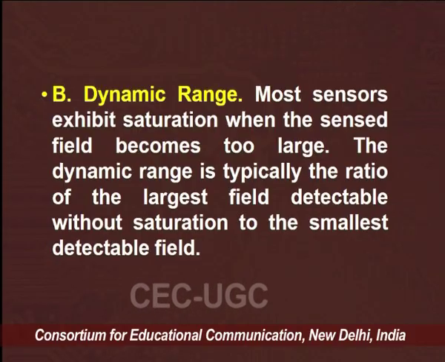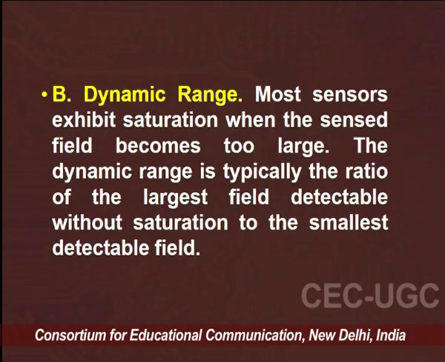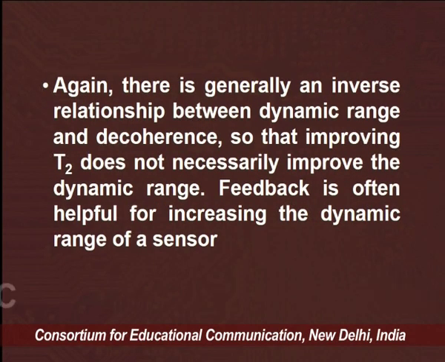So another important feature is the dynamic range. Most sensors exhibit saturation when the sensed field becomes too large. So the dynamic range is typically the ratio of the largest field detectable without saturation to the smallest detectable field. Again, there is generally an inverse relationship between the dynamic range and the decoherence, so improvement in T2 does not necessarily improve the dynamic range. Dynamic range is the range up to which we are calculating the value.